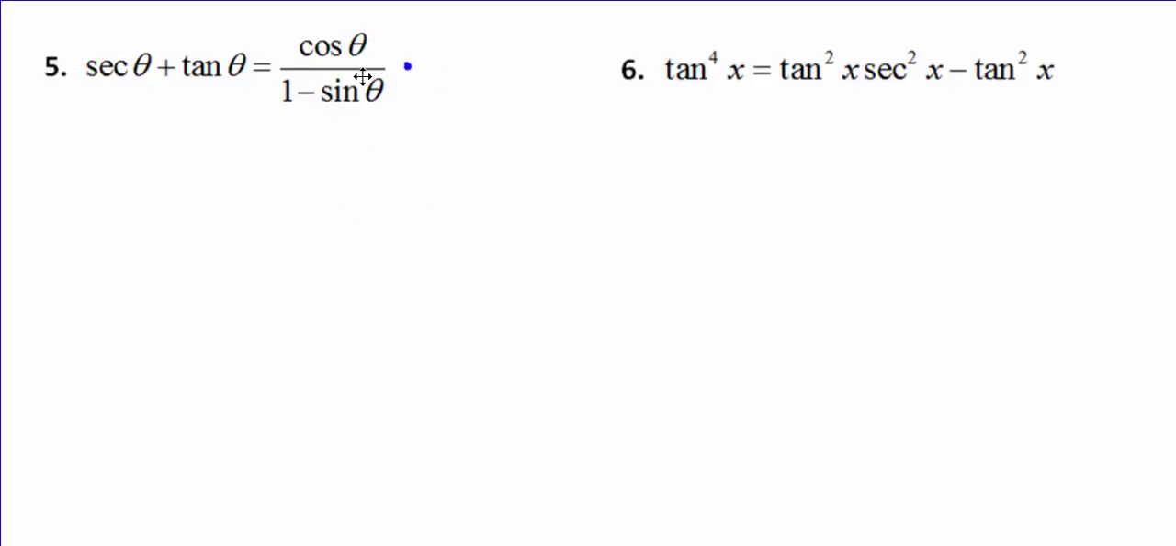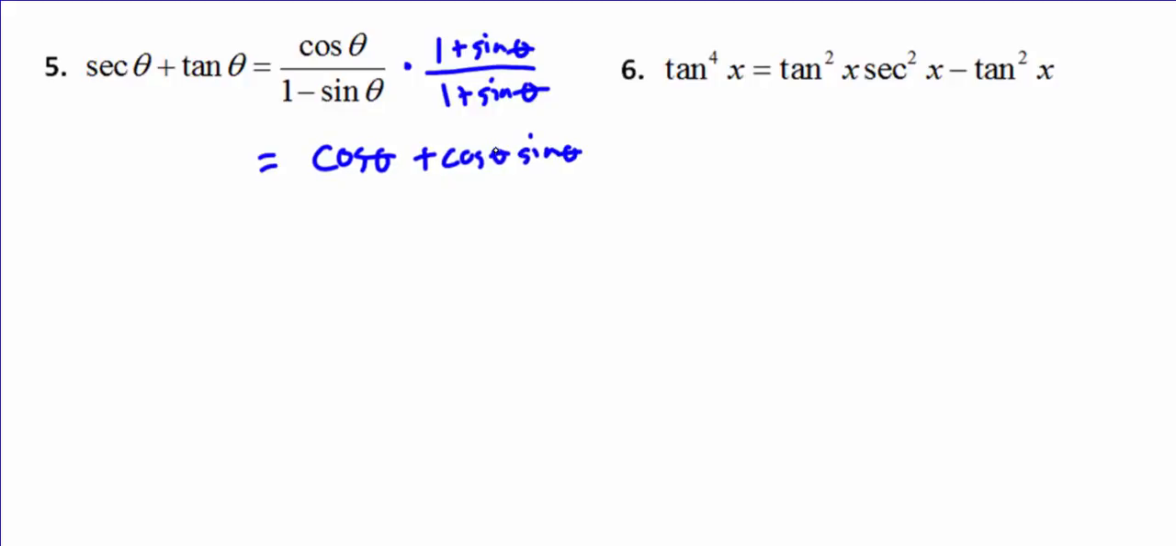Now, here's another thing I know. 1 minus sine of theta, let's use a conjugate. So I'm going to multiply both numerator and denominator by 1 plus sine of theta. Now remember, I'm not changing the value of anything here. I'm just simply rewriting it. I'm multiplying it by 1. And I'm going to go ahead and distribute this one. So I'm going to have cosine theta plus cosine theta sine theta over, well, 1 minus sine of theta times 1 plus sine of theta. That's 1 minus sine squared theta.